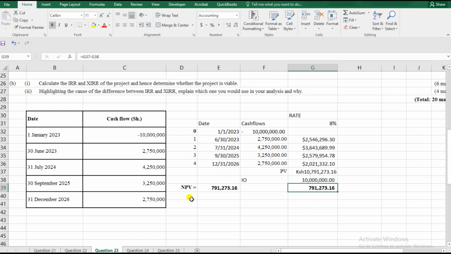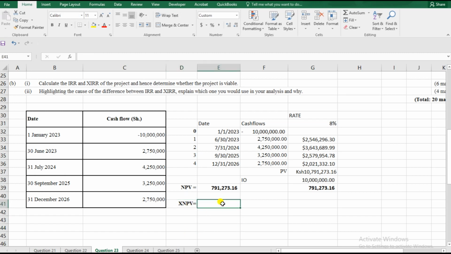Now, what about our XNPV? XNPV is basically a modified net present value. It considers cash flows that we are receiving on an irregular basis. And remember, that can be a fact in the market. You'll find that many a time these cash flows will not be on a regular basis or regular time intervals. The time period will always be irregular. And that's where the function of XNPV will come in.